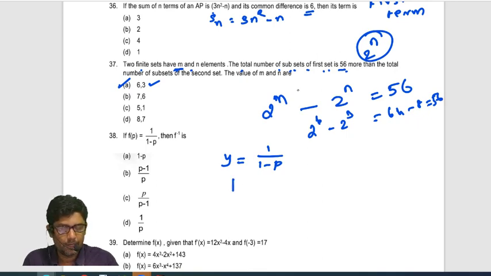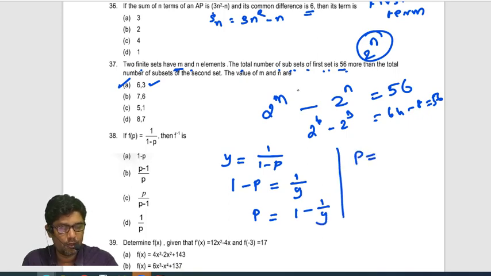Now, by cross multiplication, 1 minus p is equal to 1 by y. Keep p as it is, take it to the other side. 1 minus 1 by y. Simply what you are going to get, p is equal to y minus 1 by y. So therefore, f inverse is equal to p minus 1 by p, my dear.